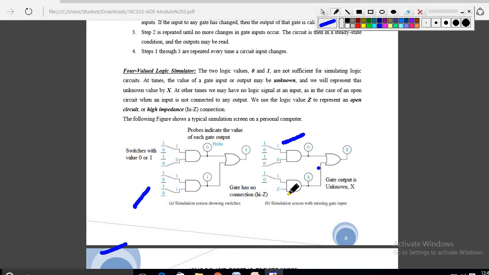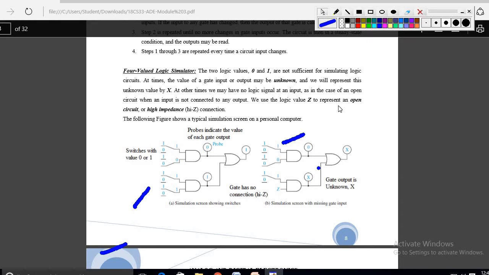If it is 1 1, then the output should be 1. If it is 0 1, the output of the AND gate is 0. With the missing gate input, for example, one input of the AND gate is 1 and the other is Z. Z means it might be a 0 or it might be a 1. If it is 1 0, we get one output; if it is 1 1, a different output. For that reason, I need to consider the gate output an unknown case.